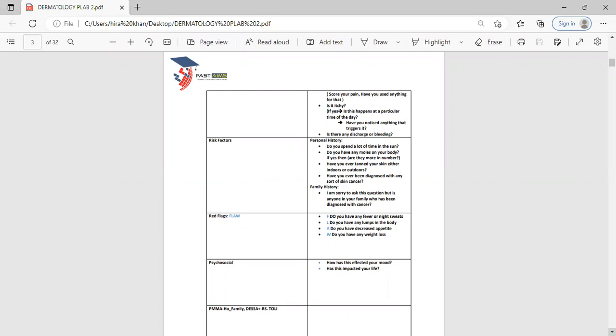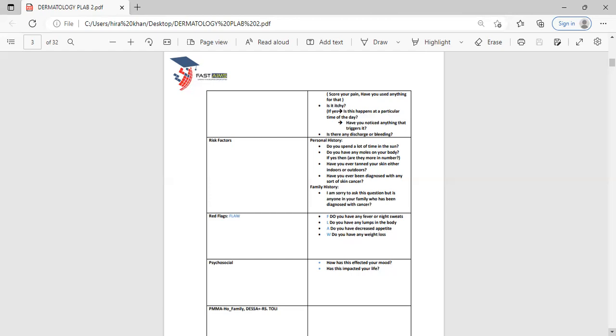All right. Have you ever tanned your skin, either indoors or outdoors? Have you ever been diagnosed with any sort of skin cancer? All these 4 questions are really important, because whichever scenario you get, if you get a scenario related to cancer of the skin, you will get one point from any of them, because they will give you a hint.